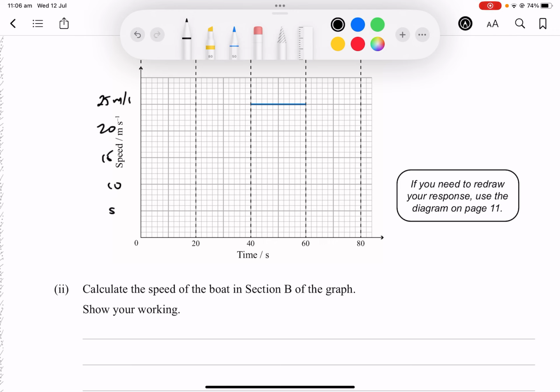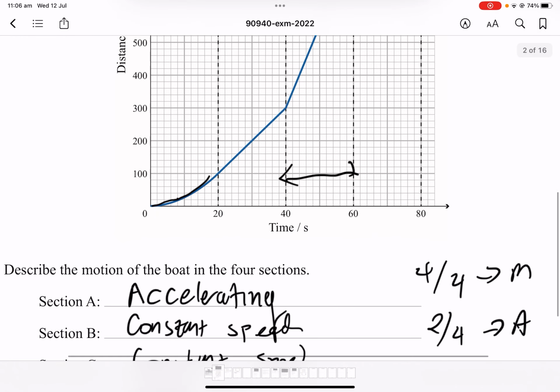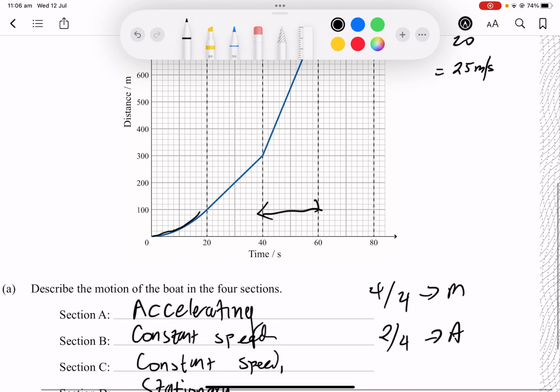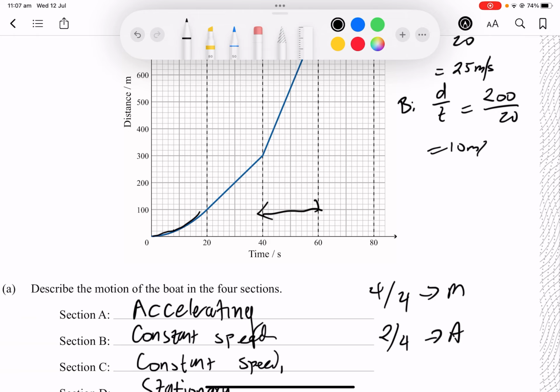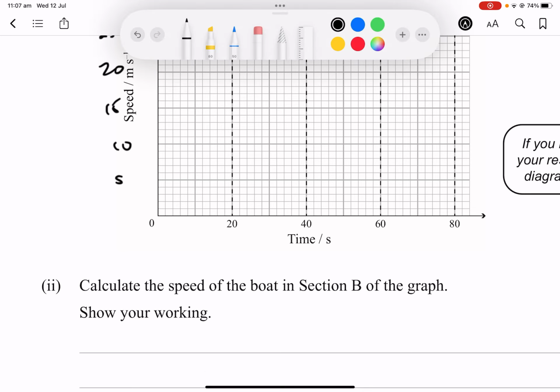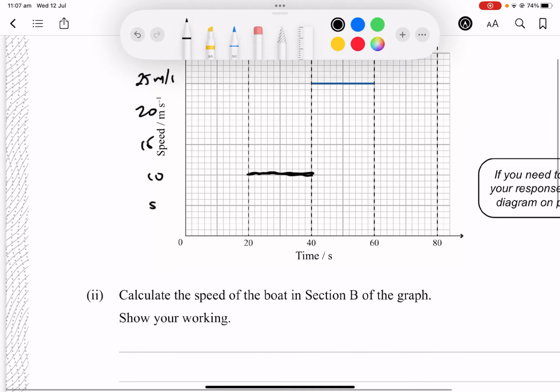So the increase in velocity is constant. We're going to assume some constant increase in the velocity, and we increase in velocity to the same velocity as in section B. In section B, our velocity is given by distance over time. So for section B, we have a distance of 300 minus 100, which is 200, divided by the time, which is 20 seconds. So that is 10 meters per second. So in section B, we're traveling at 10 meters per second.